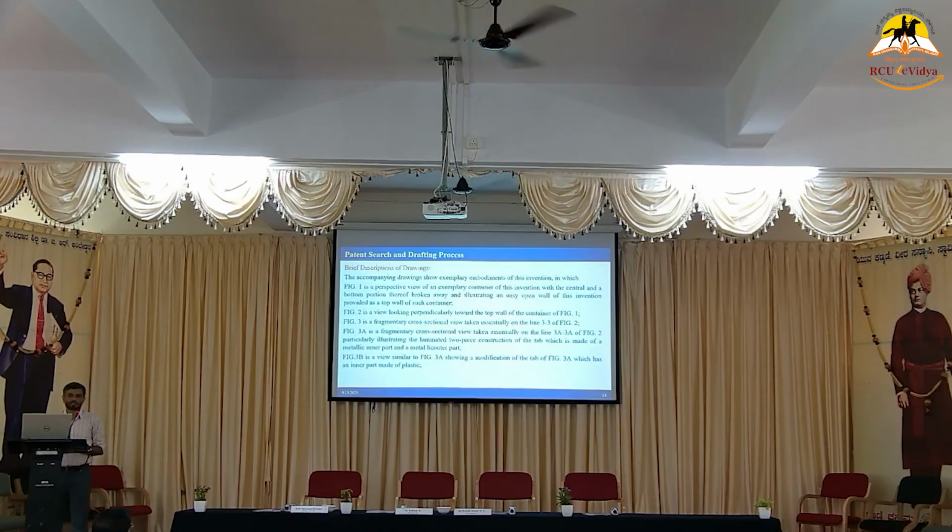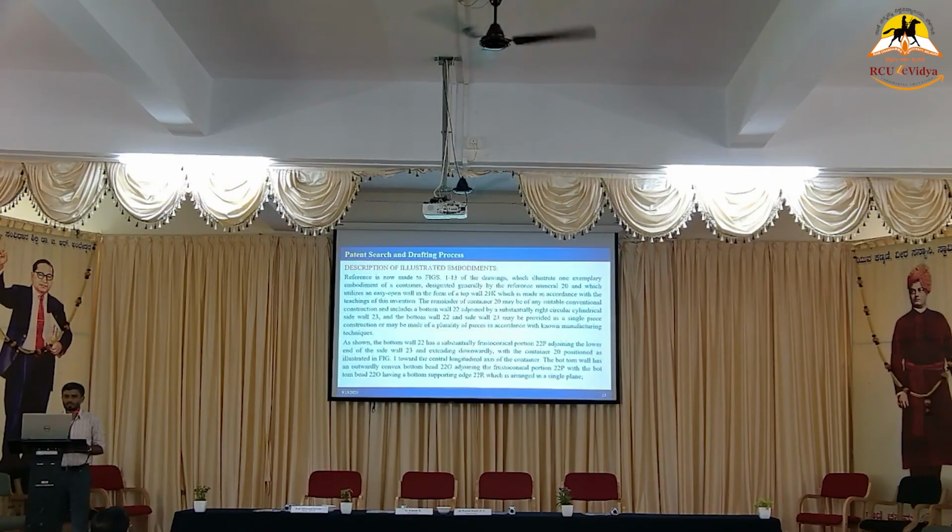Detailed description of the drawing. You saw figure 1, 2, 3, everything is mentioned, right? For example, figure 1 is a perspective view of a container of this invention with the center and the bottom portion broken away, illustrating an easy open wall of this invention provided as a top wall of such container. See, each and every view you need to explain, what exactly the view is showing.